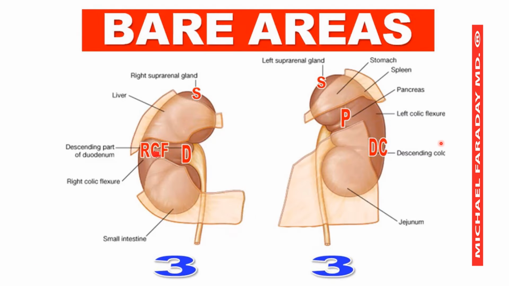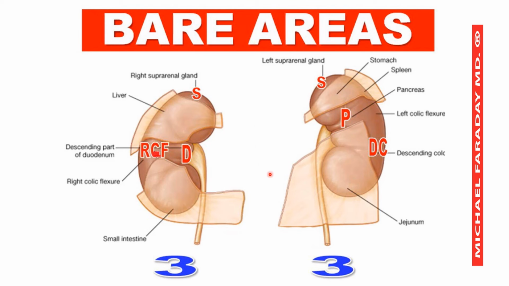So the bare areas, we said that there are peritoneal coverings around the anterior aspects of the kidney. However, there are three areas, for the left kidney and the right kidney, where there are no peritoneal coverings. That's what we refer to as the bare areas. The bare areas are simply the areas without peritoneal covering.